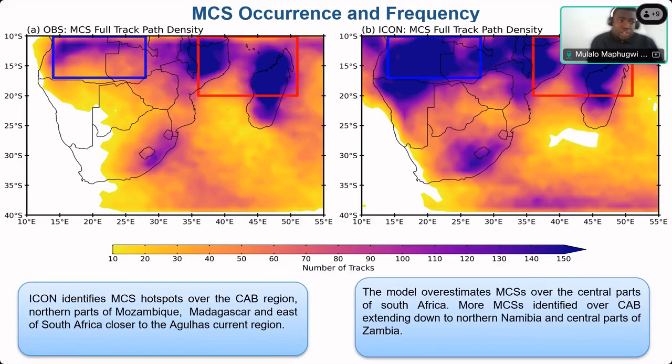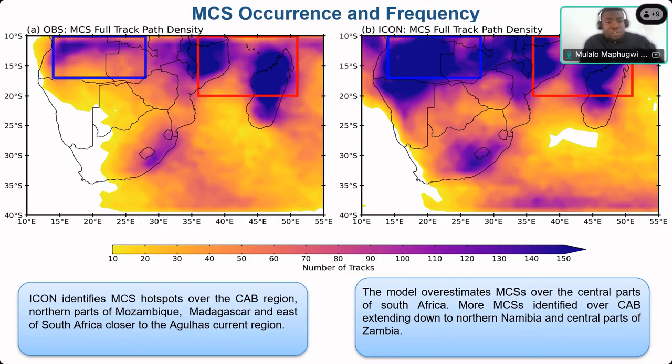As you can see, the first one here is the observation, and then you're looking at the ICON model. This is the full track path of each tracked mesoscale convective system for the austral summer season, so from October to around March, and we're looking at the historic period of 2000 until 2014. So we used a similar period in the observation as well as the ICON model.